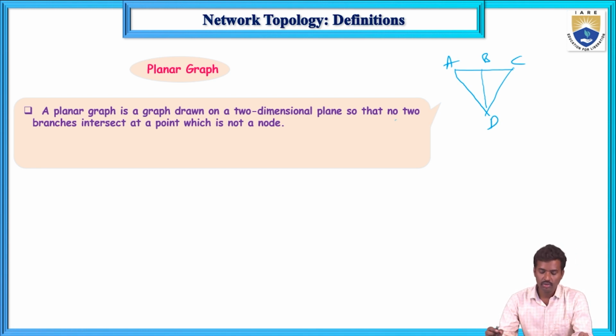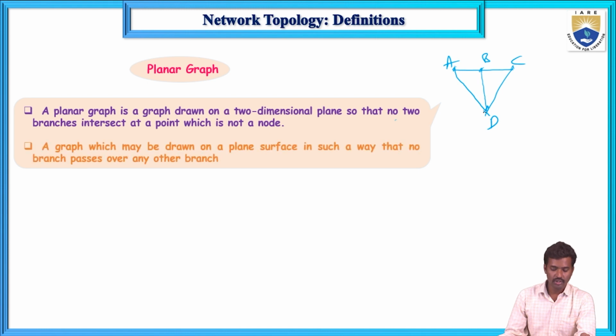So there are no two branches that intersect at a point which is not a node. So now this is okay. But I will tell you about the non-planar graph. In the next slide, I will tell you what a non-planar graph is, then you will understand very well.